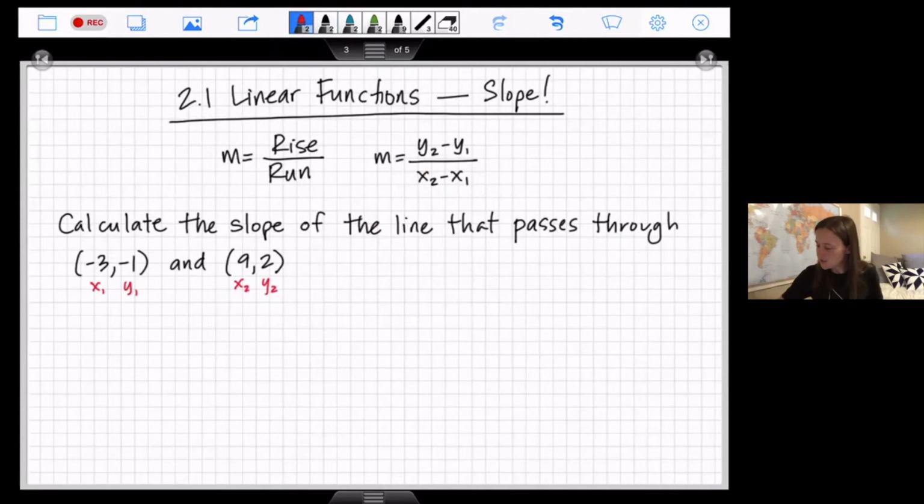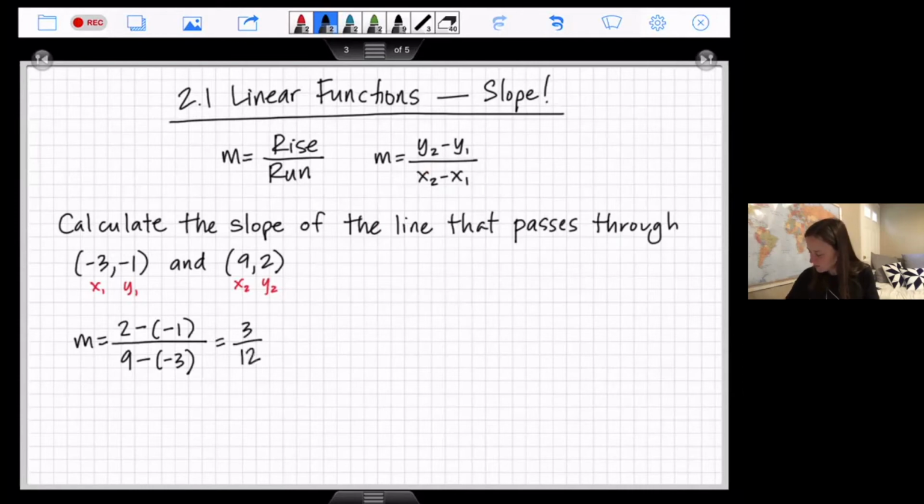Okay, so I'm just going to plug into my slope formula, y2 minus y1 on top. So that's going to be 2 minus a negative 1, subtracting y coordinates. And then on the bottom, we subtract x coordinates, 9 minus a negative 3. And just do a little arithmetic, right? On top, negative negative makes 2 plus 1, and 9 minus a negative 3 makes 9 plus 3, which is 12.